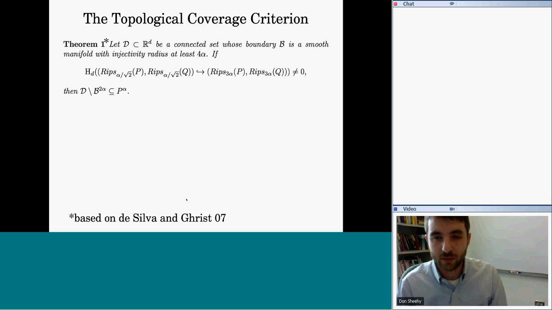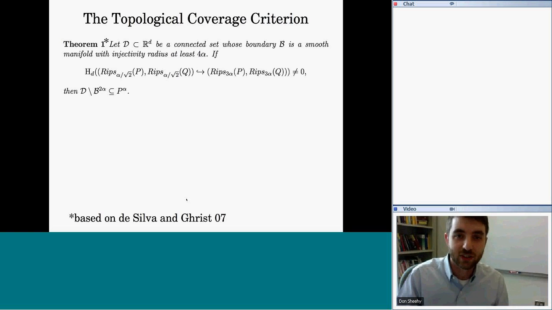So it's going to look very similar to some of our results, because I've projected their vocabulary onto our vocabulary, and I've also taken out most of their constants and replaced them with just a single constant. So what they proved was a little bit more nuanced if you're considering actual sensors. But the domain is sitting in R^d and it's connected. B is its boundary, and the assumption is that that boundary is some smooth manifold with injectivity radius at least 4 alpha.